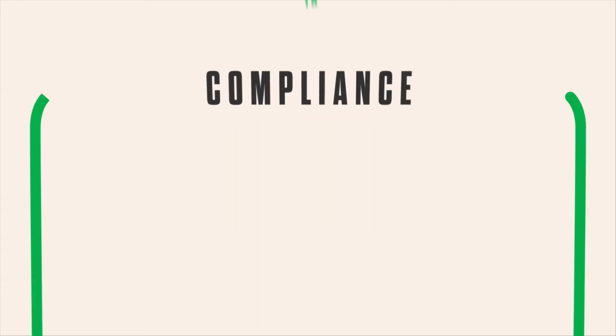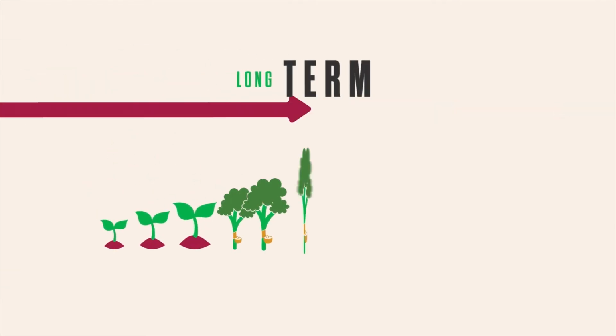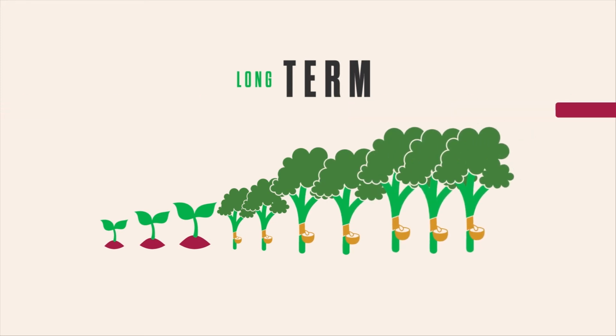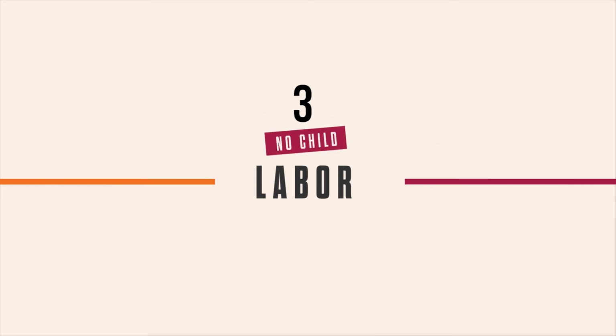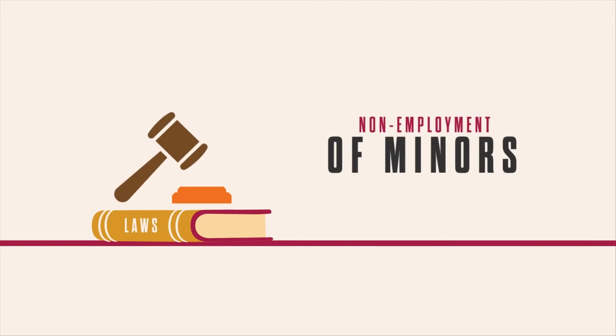Farmers participating in the In-Compliance program must update their production technology to maintain the sustainability of the rubber forest, focusing on stable long-term productivity levels. No child labor. The objective is to guarantee compliance with the country's labor laws and international agreements regarding the non-employment of minors.